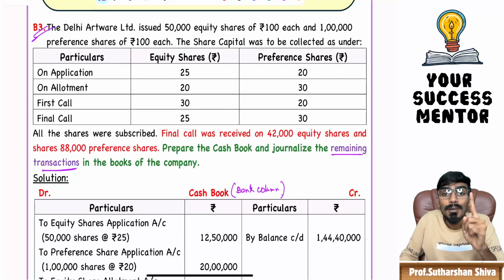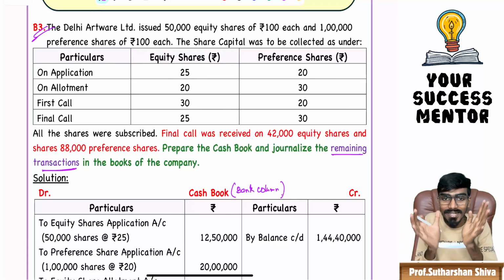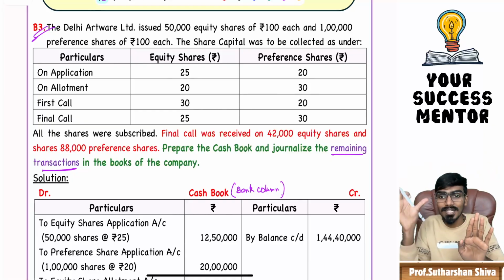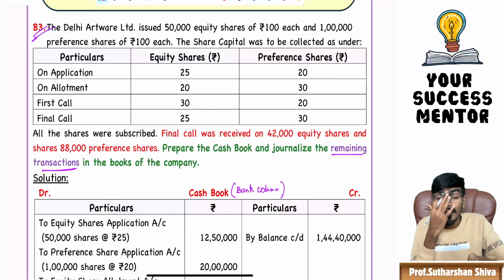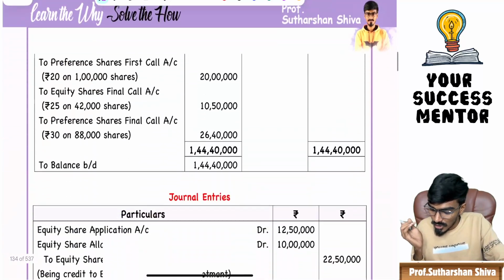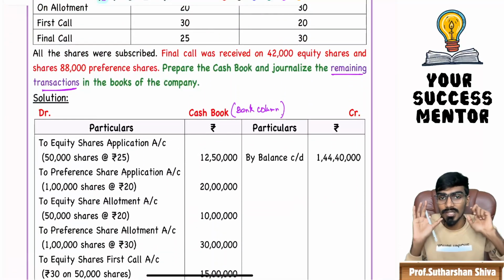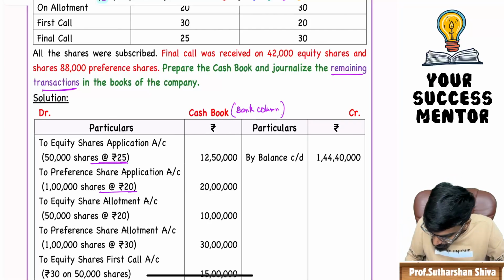If they say prepare a cash book and journalize the remaining transactions in the books of the company, then whatever the banking transactions will come to a cash book, and whatever the transactions other than bank, basically share allotment to share capital to securities premium or similar to that, will go to a journal. Because I already taught you the cash book is also journal cum ledger. So that's why they will be directly asking you to prepare that. Writing of this is very much mandatory.